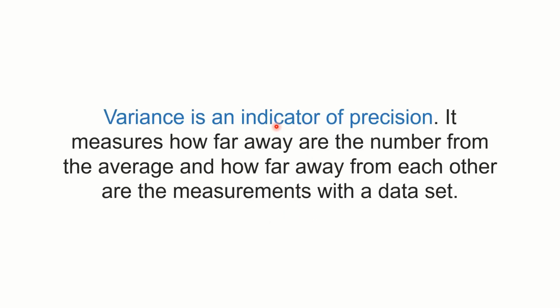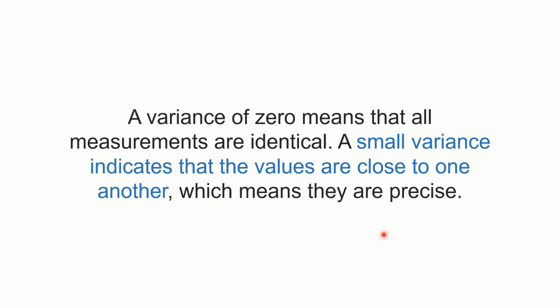Variance is an indicator of precision. It measures how far away the numbers are from the average and how far away from each other the measurements are within a data set. Gaano ba magkakalayo-layo yung kada data, kada measurement mo or kada data point mo from each other.